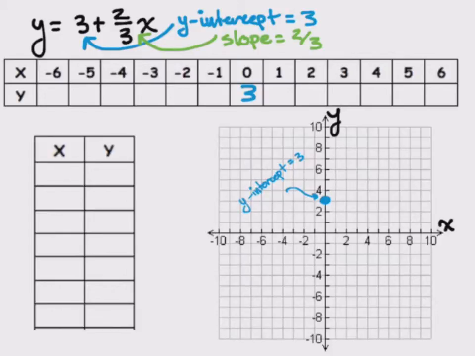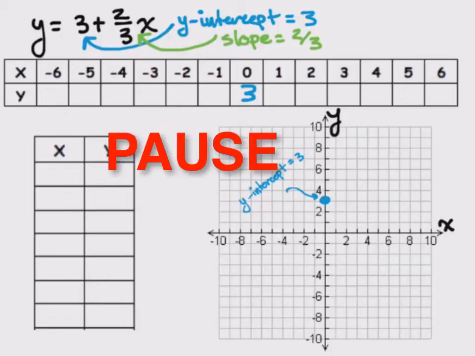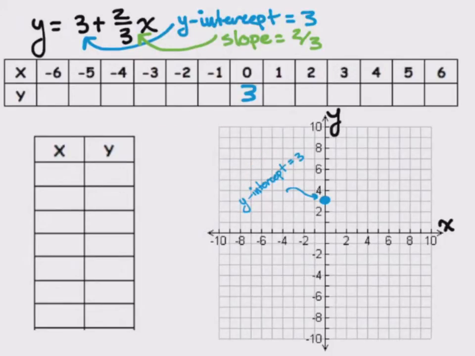Remember, as we go to the right from our y-intercept, all we need to do is keep on adding 2/3. And as we go to the left from our y-intercept, all we need to do is keep subtracting 2/3. And in this case, you can put either mixed numbers or improper fractions. I rarely like to use mixed numbers, but in this case, I'm actually going to. So why don't you pause the video and do the same, and we'll reconvene. Alright, so we have a whole bunch of ordered pairs.